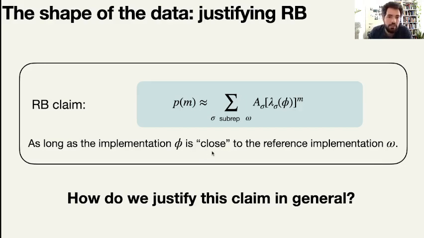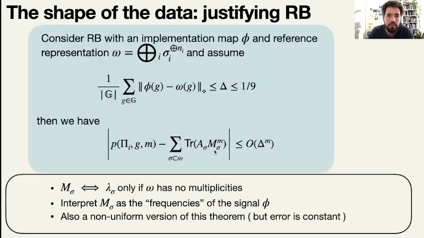And this leads us to what I would call a theorem. So this is in some sense theorem one. It says if you consider a randomized benchmarking procedure with some group G, which has some implementation map phi and some reference representation that is a direct sum of irreducible representations that importantly show up with some multiplicity. This will come back later.